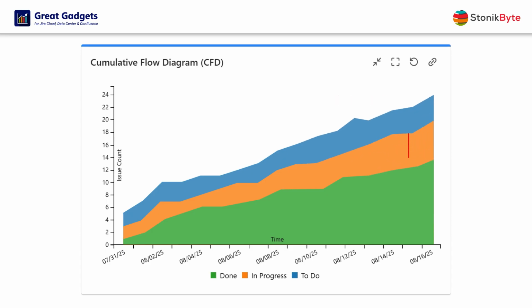An expanding in progress band indicates that the rate of items in this state is faster than the exit rate, so potential blockers. If the done bar remains flat, it means your team is not completing the work as expected. The cumulative flow diagram not only provides information about the number of items in each state, but it can also indicate your lead time and cycle time.